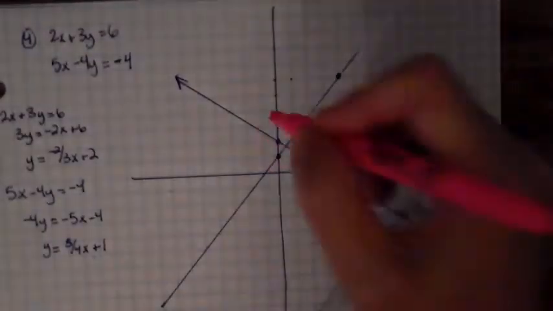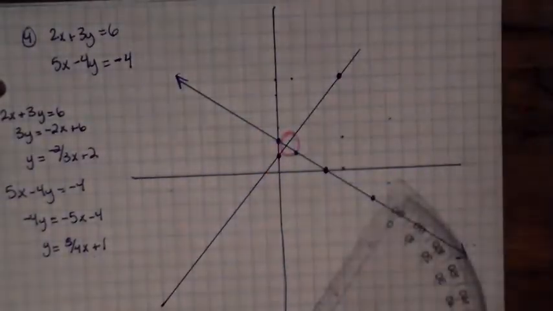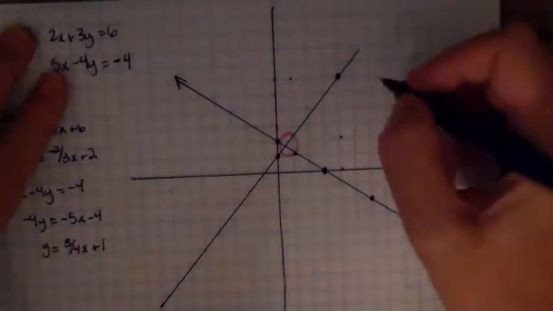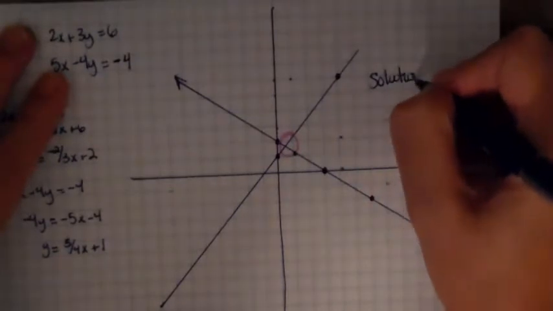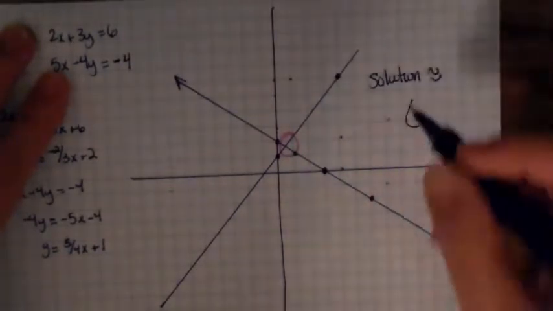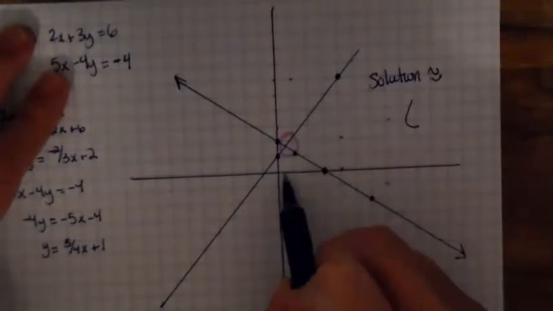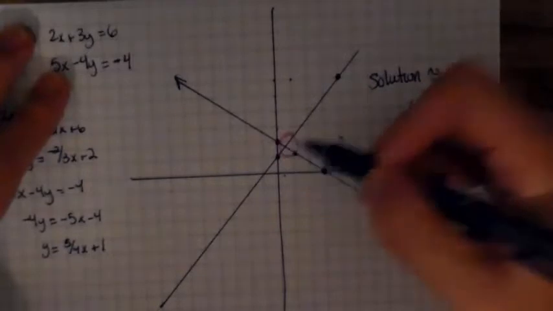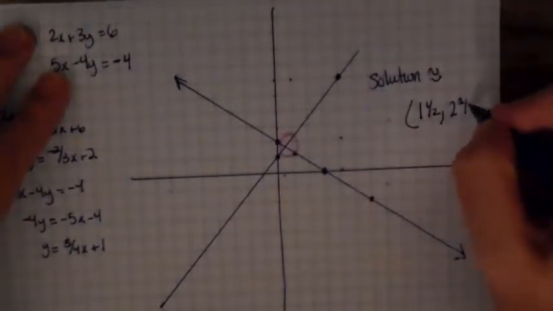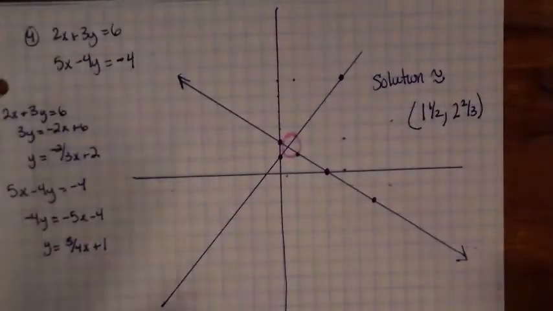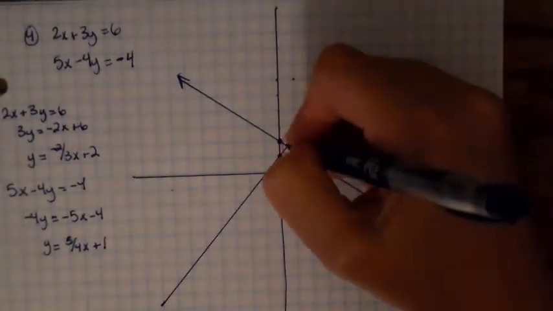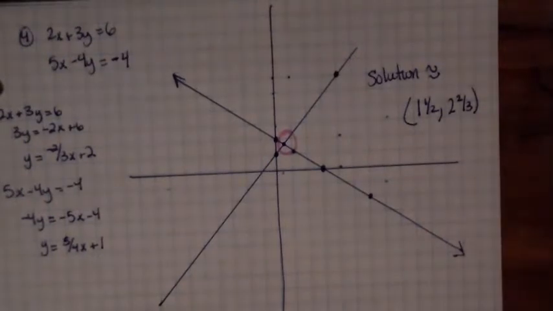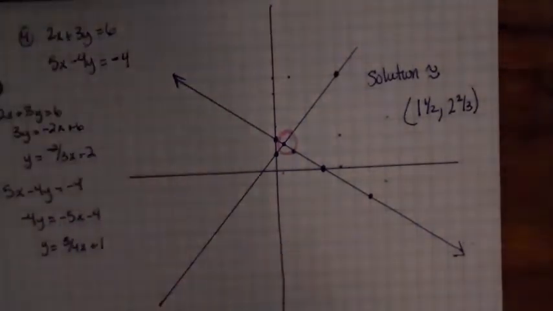Now, our solution still exists, but I don't have an integer solution. So at this point, I'll say the solution is approximately, well, this looks to be about 1.5, and this looks to be about 2 2/3. And that's the best guess I can make. I don't know this exact point, so I have to make a guess. And that is how you solve a system of equations by graphing.